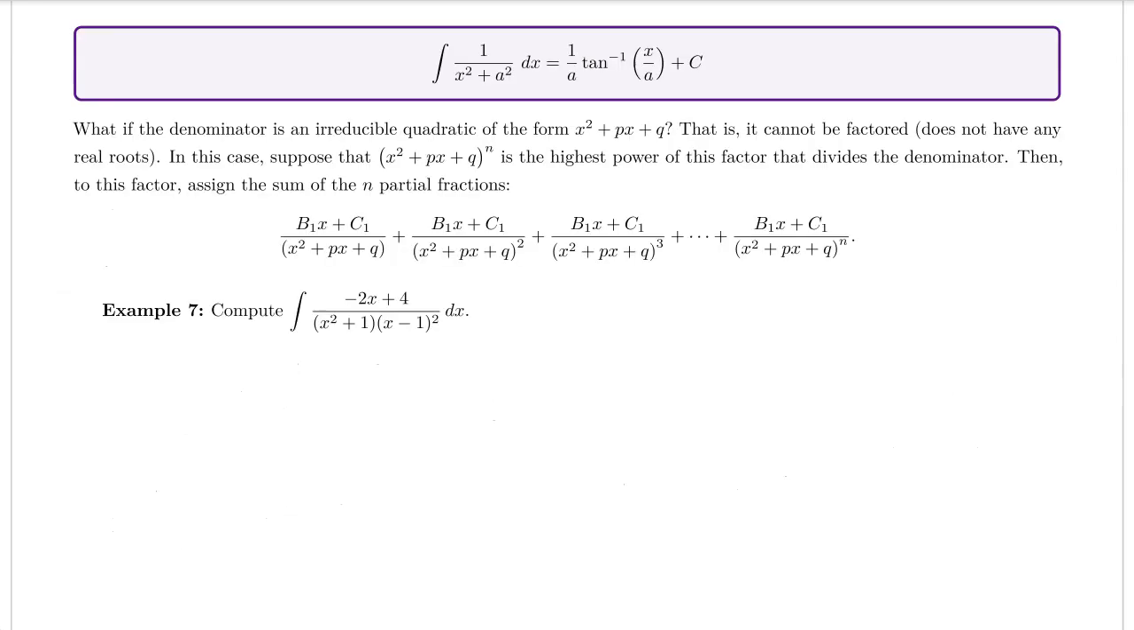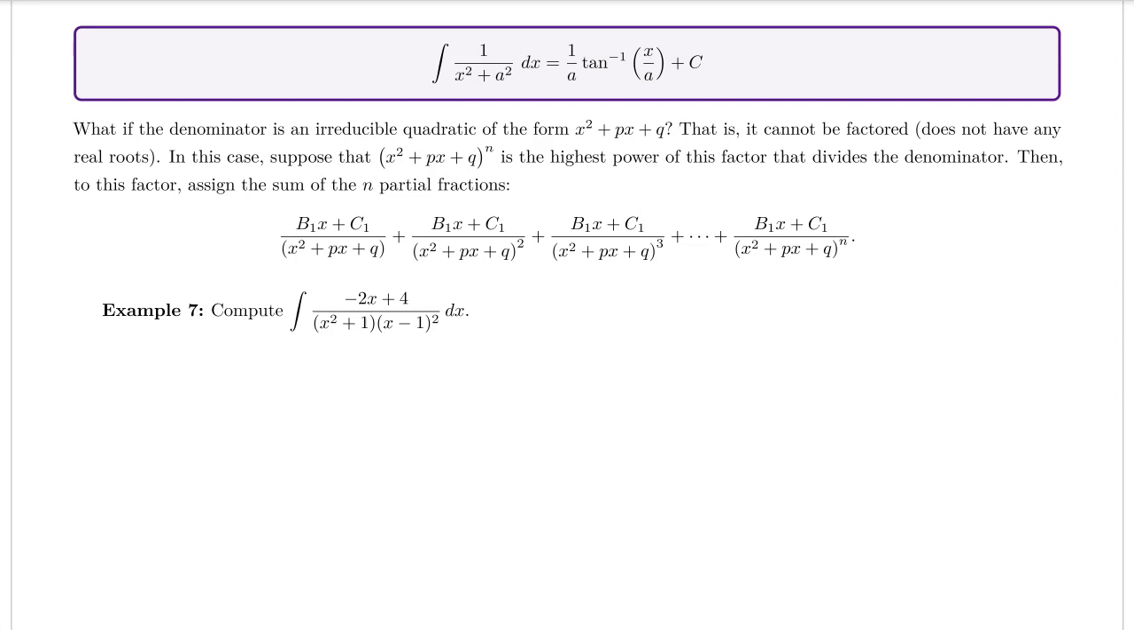Here in this purple box, it's showing that the indefinite integral of 1 over x squared plus a squared dx is equal to 1 over a times arctangent, or tangent inverse, of x over a plus C. Now, you can actually prove this statement by using trigonometric substitution. I will leave that to you if that's something you're interested in doing.